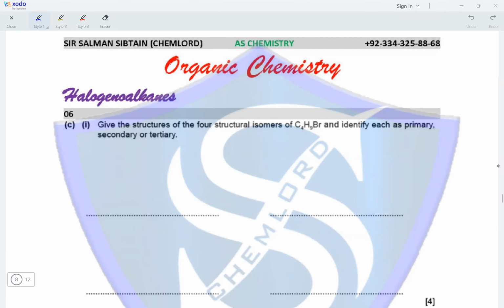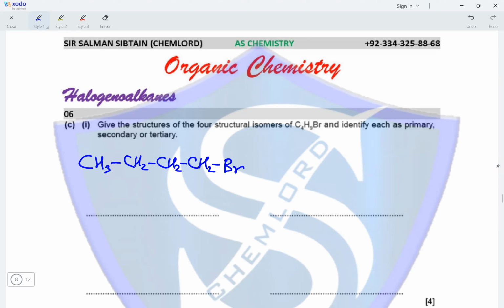Question 6. Give the structures of the four structural isomers of C4H9Br and identify each as primary, secondary, or tertiary. So we can start off with the tertiary halide in which we have four carbon atoms in a straight chain. So CH3, CH2, CH2, CH2, and then Br.